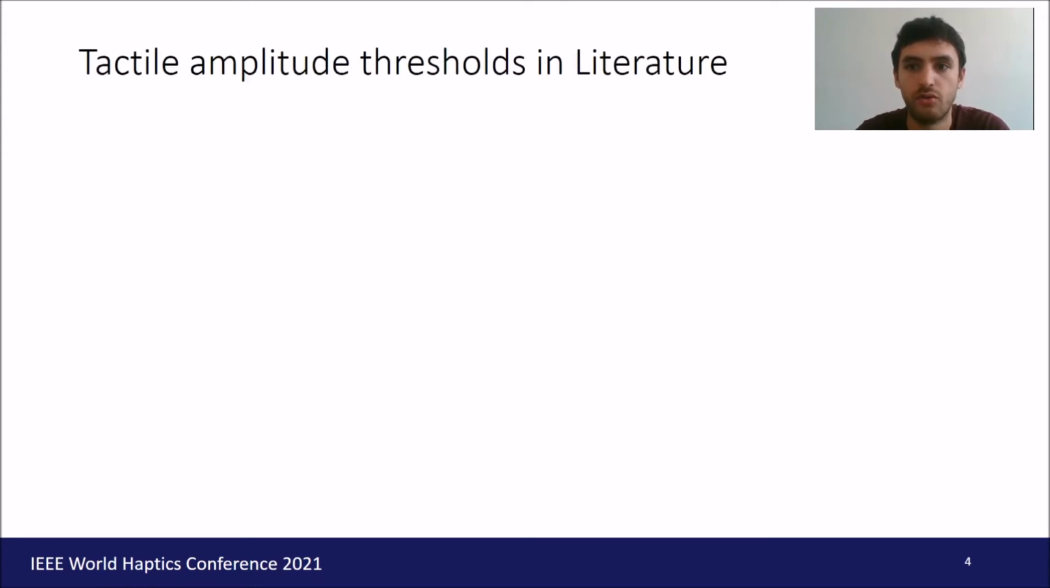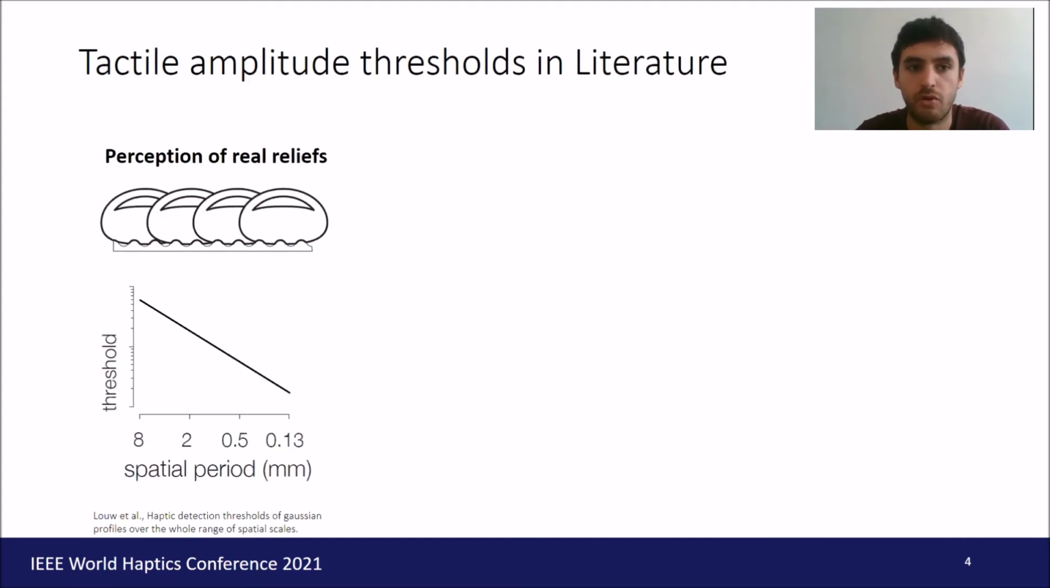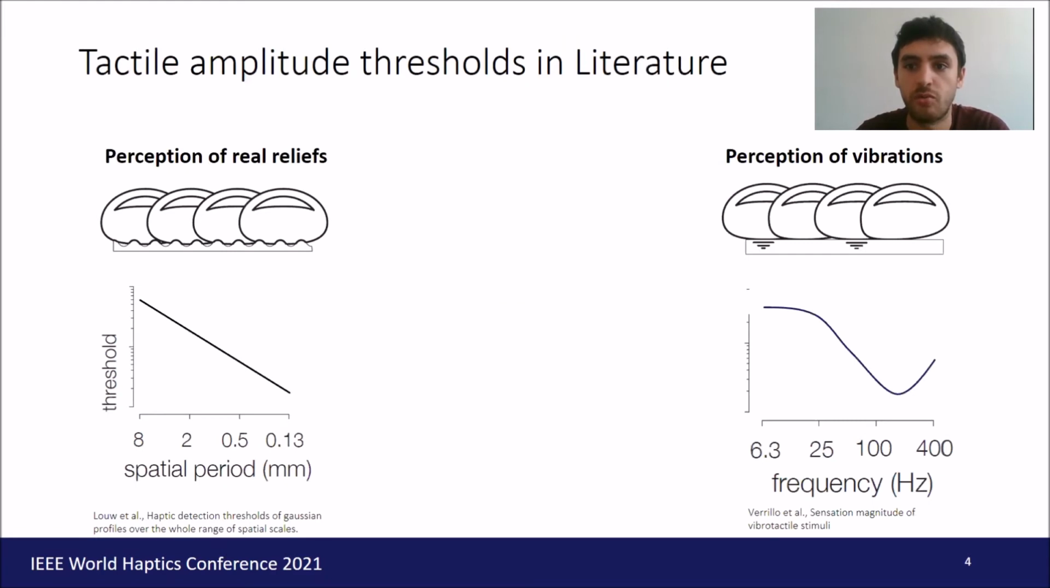But if we look back into the literature, we can find two kinds of tactile thresholds. The first one is for the perception of real reliefs. It says that as the spatial period decreases, we are able to detect smaller bump height. The second one is for the perception of vibrations. It shows a U-curve with an optimal sensitivity around 200 Hz. We can wonder which of the two is in line with the perception of friction-modulated textures.